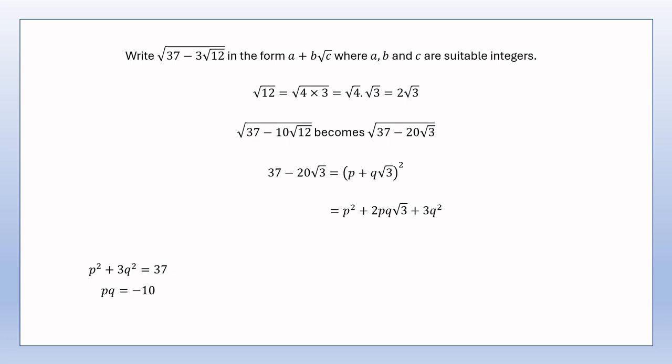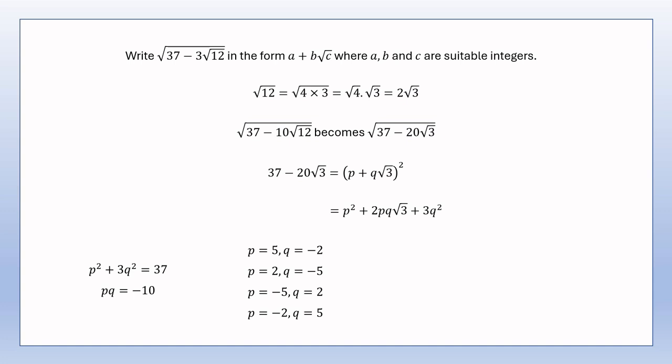And if q is equal to 10, then we're going to get 3 times q squared, which is going to be 300, which again is greater than 37. So I don't really need to consider the possibilities where either p or q is equal to 10 or even minus 10. So there are only a few other options to try. P equals 5 and q equals minus 2, p equals 2, q equals minus 5, p equals minus 5, q equals 2, or p equals minus 2 and q equals 5.